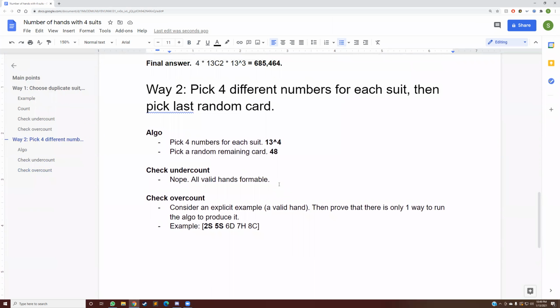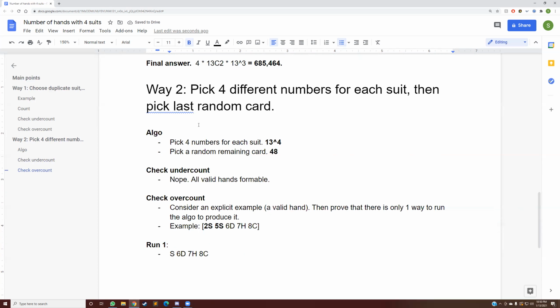With this option. Okay, so let's do this. 2 spades, 5 spades. We're using the same example. So here is run 1. Can you give me an example run that will produce this hand using this algorithm? Pick 4 numbers for each suit, right? Yeah, 4 numbers for each suit.